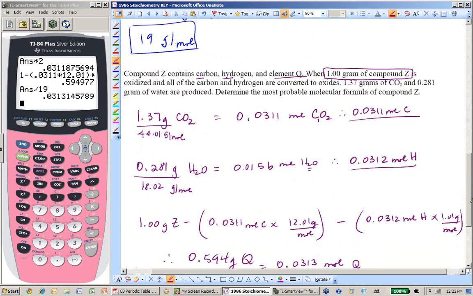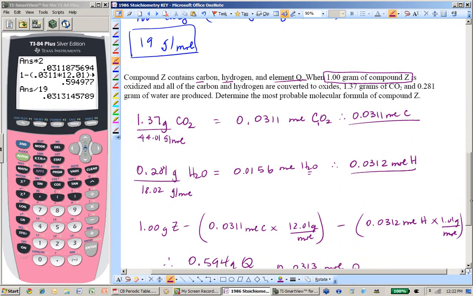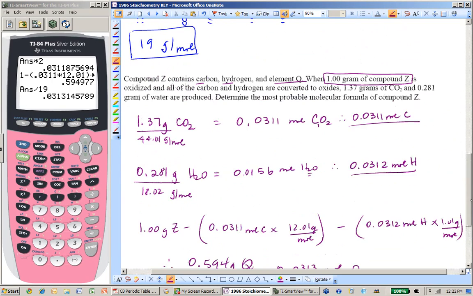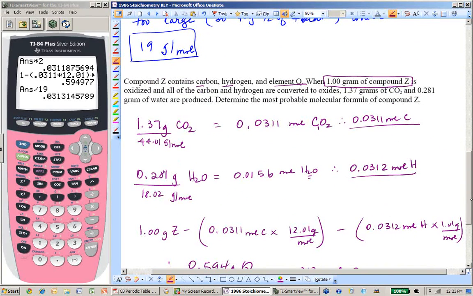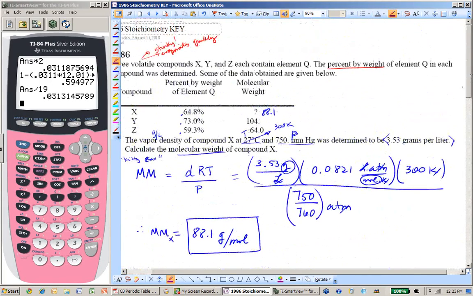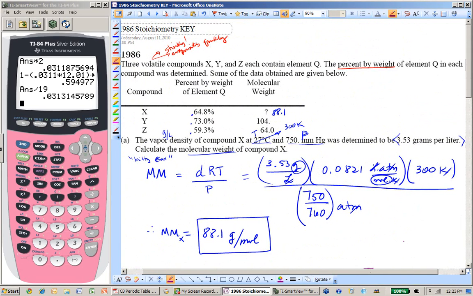Now, what else did they tell me? Let's look back up at the table. Molar mass, that's what I was needing. It wasn't in the word, so it had to be up here in the table. The molar mass of Z is 64.